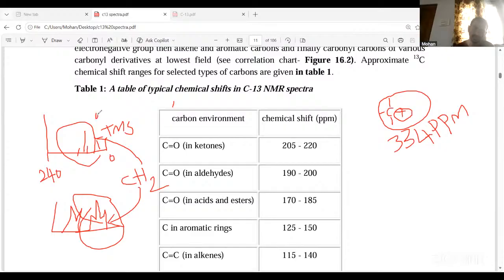So this is the off-resonance decoupled spectra, OFD spectra. Sorry, off-resonance coupled spectra, not decoupled, in C13, right?